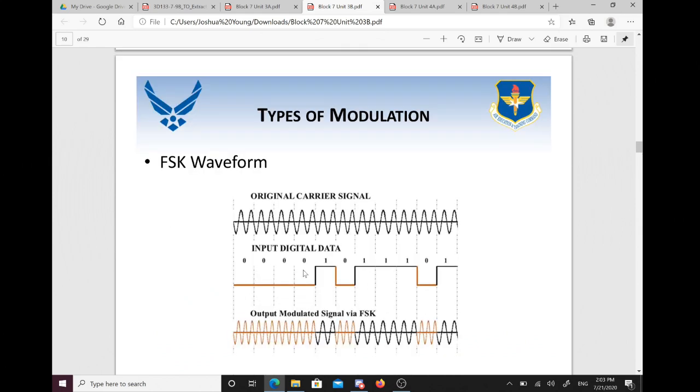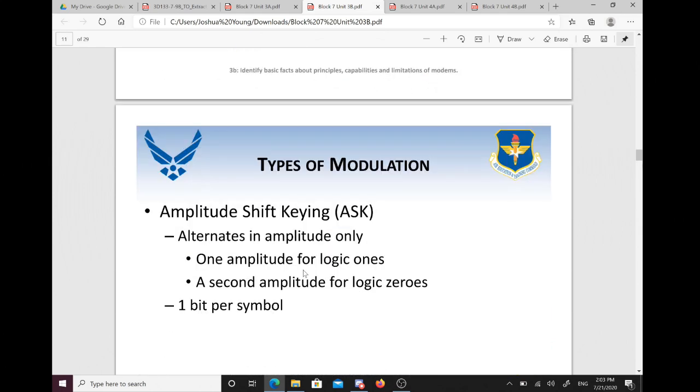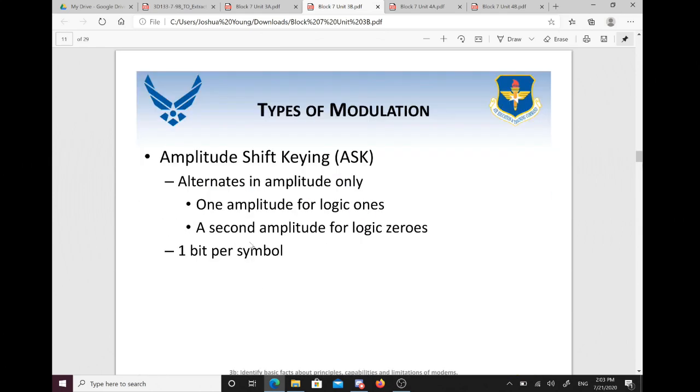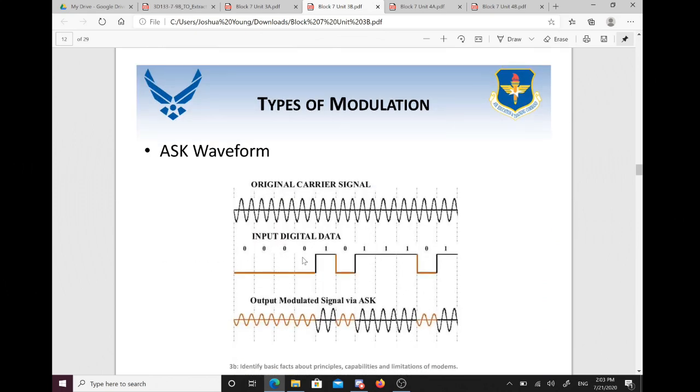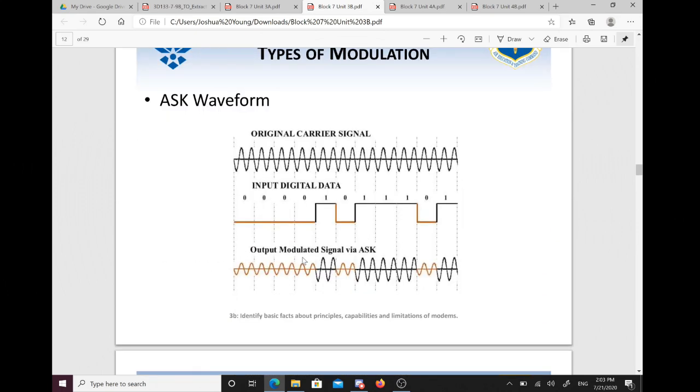And then your amplitude shift keying, you're going to alternate in amplitude only. Again, this one uses 1 bit per symbol. These are all just visual representations of the frequency shift keying and the amplitude shift keying waveforms.